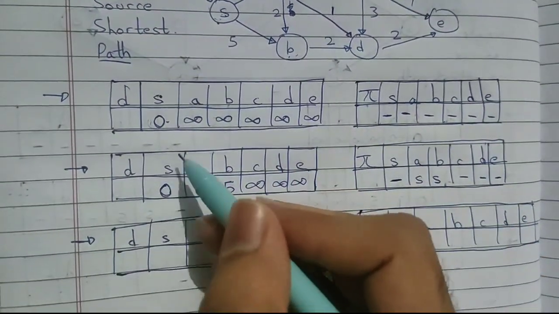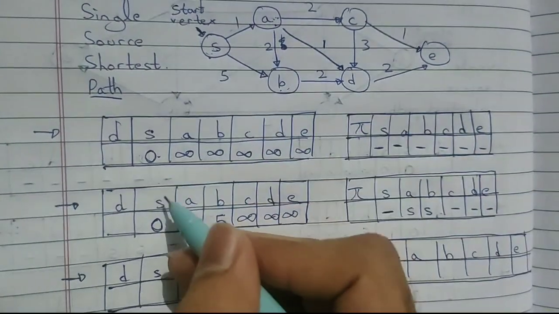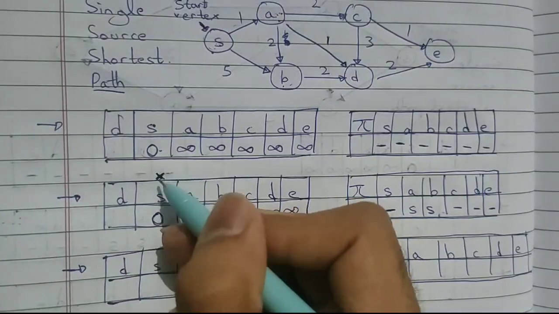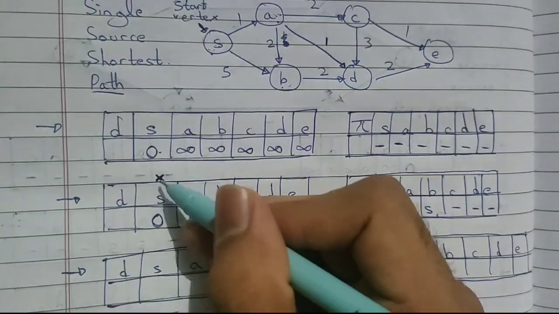I'll just draw the tables and be back again. Here, back. Okay, so as you saw, we selected node S in the previous one, so we can just cross that out.